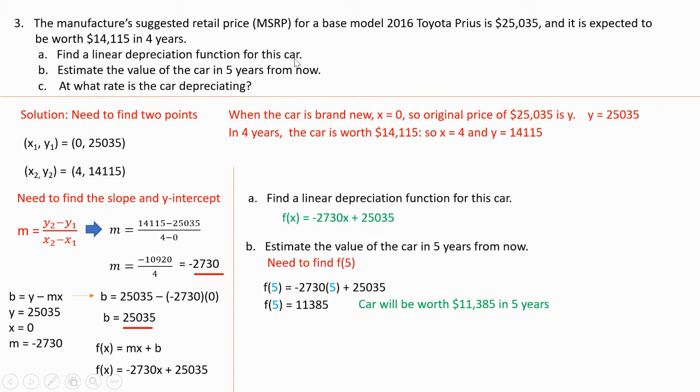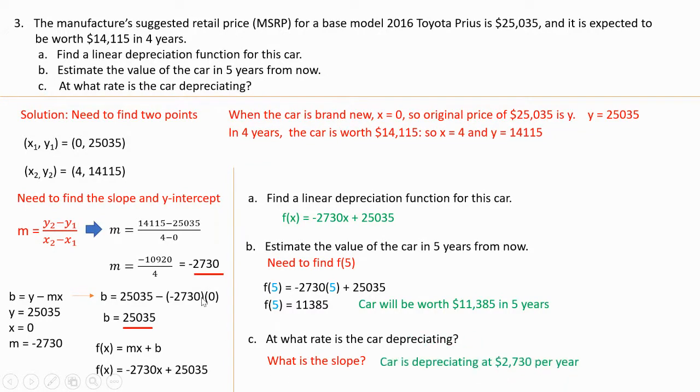Check this out, guys. This is another way to do it. This was your price when the car was brand new, and every year it goes down $2,730. So every year that passes, that's how much money it goes down. So in 5 years, you can multiply 5 times that and deduct it from 25,035. That's what I did here, but it's easier to use a formula. Now for C, at what rate is the car depreciating? This means what is the slope, which was 2,730. So these are the 3 answers for A, B, and C.